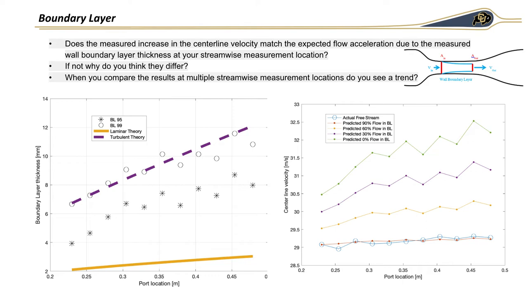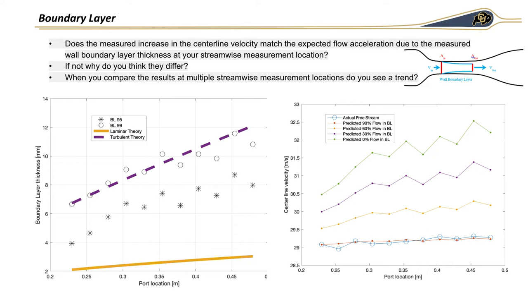Now, the plot on the right side of the screen shows a prediction of the flow acceleration due to this boundary layer compared to the actual measurements. Now, the actual measurements are indicated as blue circles, and if you really use your imagination, you can see a slight upwards trend in that centerline velocity as we move backwards in the wind tunnel. Now, it's difficult to be really confident about this trend because in reality, the uncertainty of these measurements is as significant as the trend itself. But if we ignore that for a moment, we can definitely see a slight upward trend in that centerline velocity.